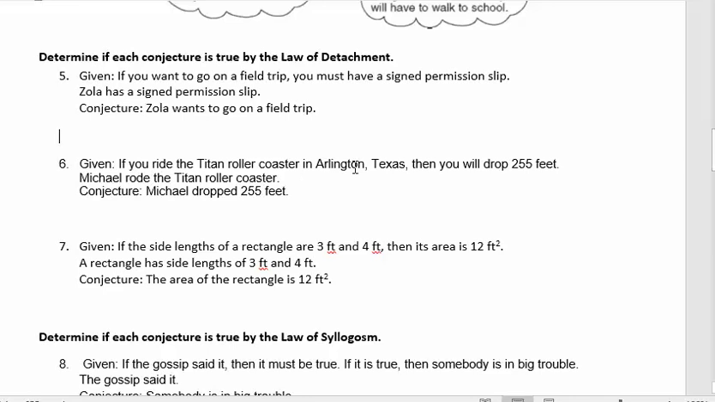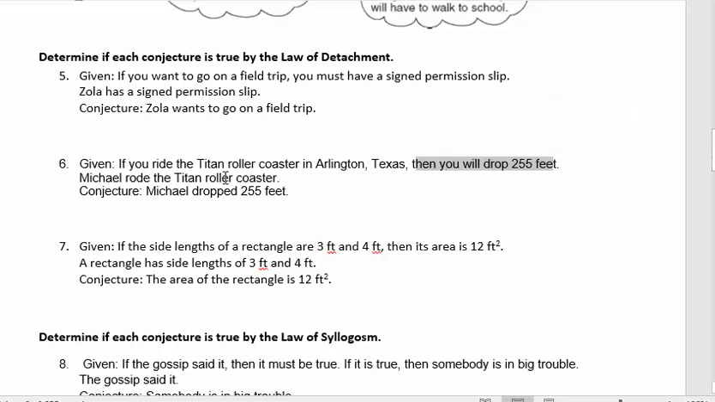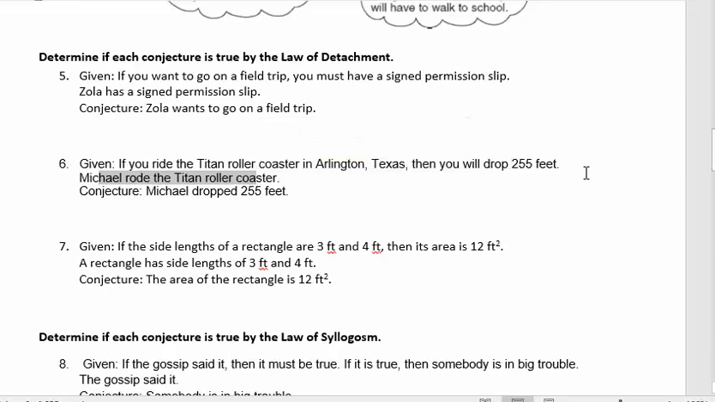If you ride the Titan roller coaster in Arlington, Texas, then you will drop 255 feet. So this is the hypothesis: you ride the Titan roller coaster. This is the conclusion. We need to know that the hypothesis is true. Michael rode the Titan roller coaster. Yes, he rode the Titan roller coaster. Therefore, the conclusion will be true: you will drop 255 feet. Michael dropped 255 feet. This one's set up exactly right. This one is true. The hypothesis is true, so then the conclusion will be true.